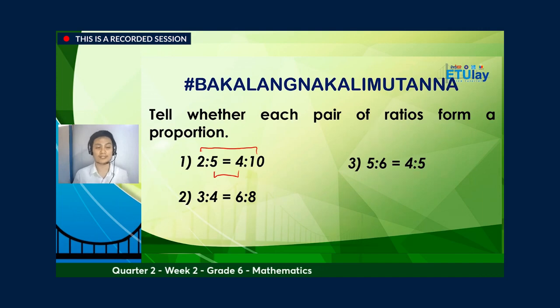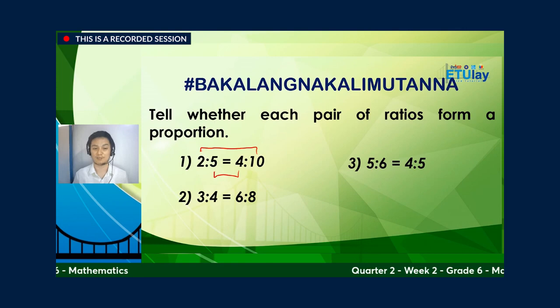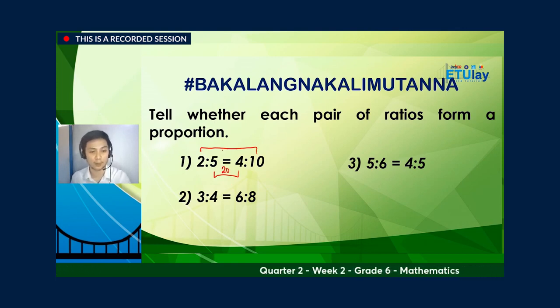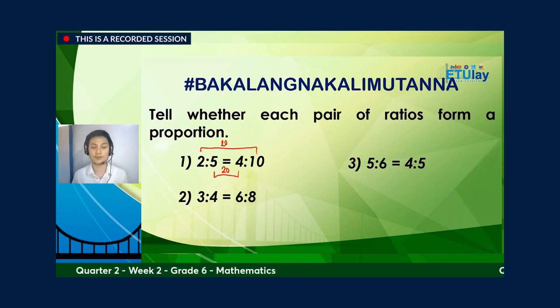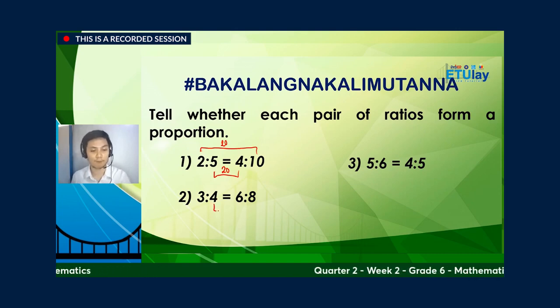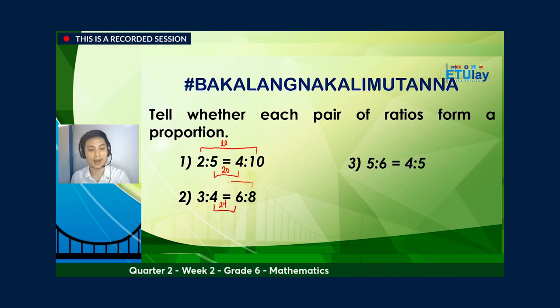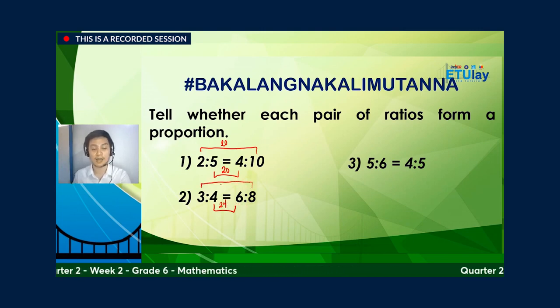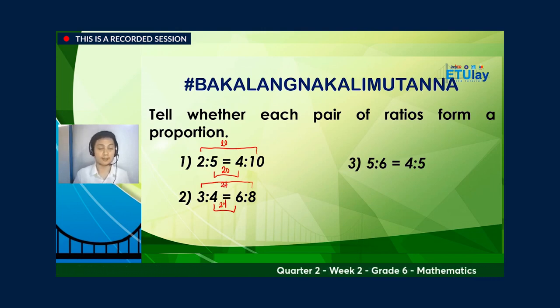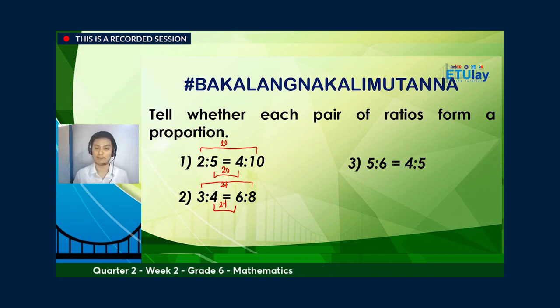Sa proportion natin sa item number 1, 5 and 4 are the means, 2 and 10 are the extremes. 5 times 4 ay 20, 2 times 10 ay 20. Parehas ang product, therefore, these two ratios form a proportion. Pangalawa, the means are 4 and 6 at ang product ng 4 and 6 ay 24. At ang extremes naman natin ay 8 and 3 at ang product nila ay 24 din. So, the means and the extremes have the same product. Therefore, the two ratios here form a proportion.